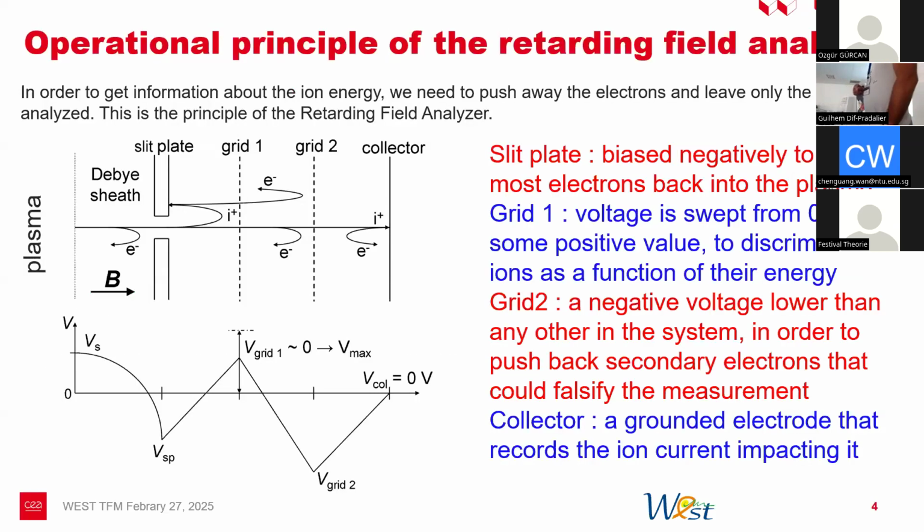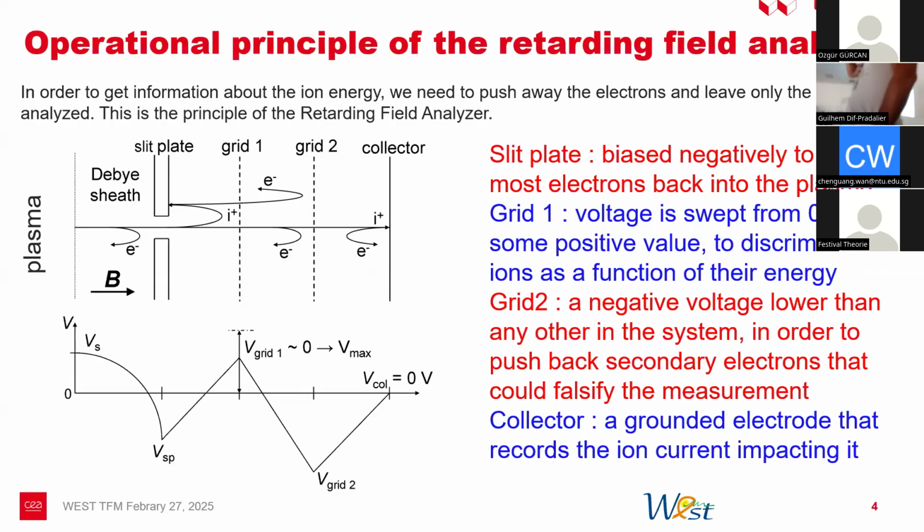Now here's the operational principle of the retarding field analyzer. It consists of some very fine metallic elements that are stacked up together. And the goal of the device is to repel the electrons that come in from the plasma, leaving only the ions to be analyzed inside of the cavity.